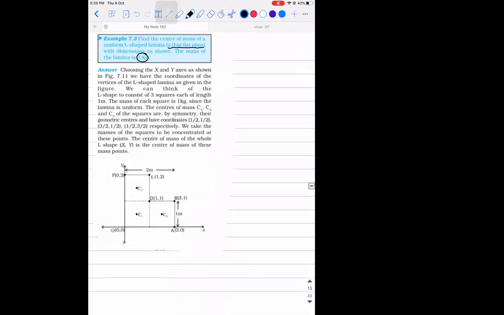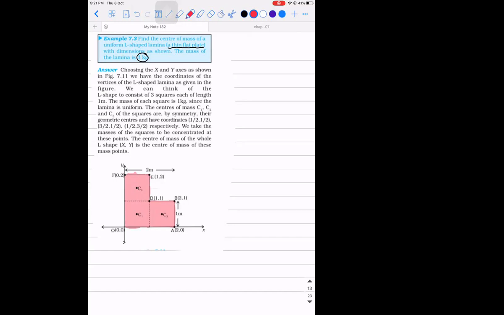So dimensions are shown. So meaning of this is, this whole part is completely there. So this whole part is there. Similarly, this part is also there. Are you guys able to understand? So this is how the lamina is. For this kind of a system, you need to find where the center of mass of it is.